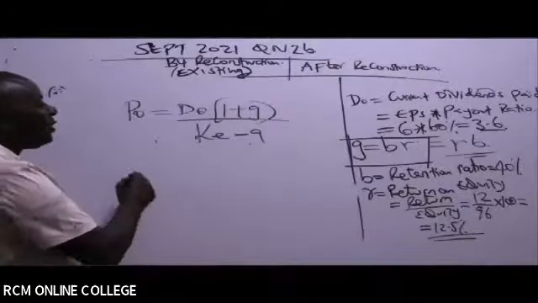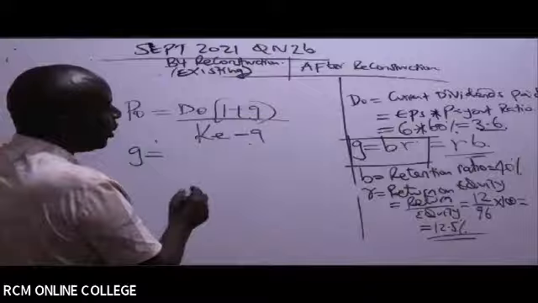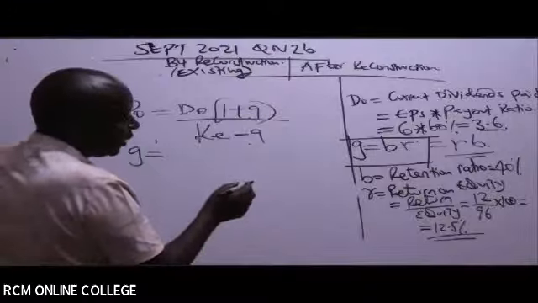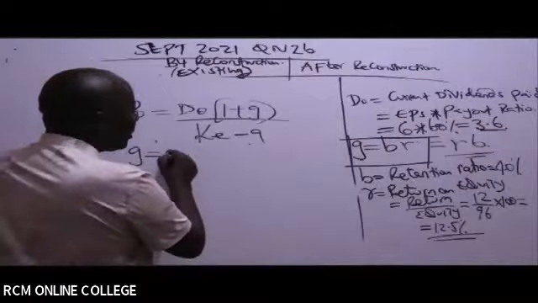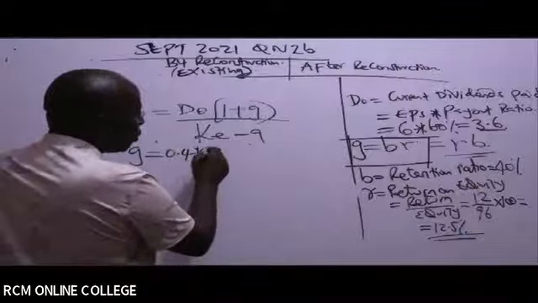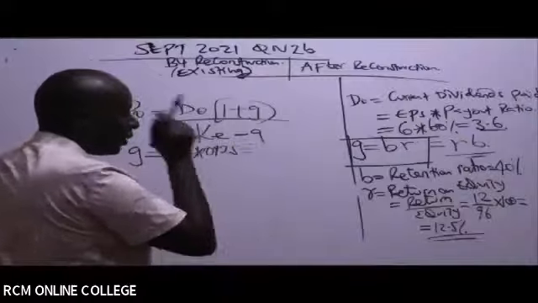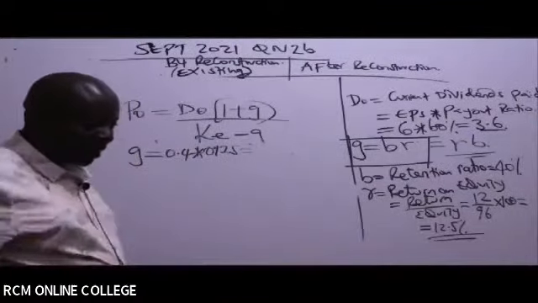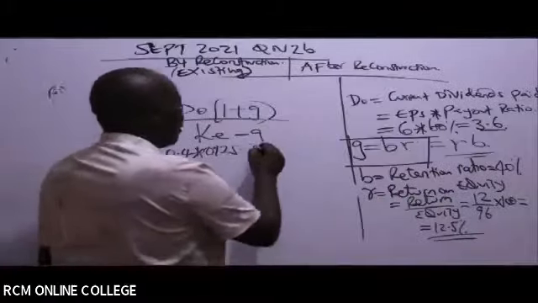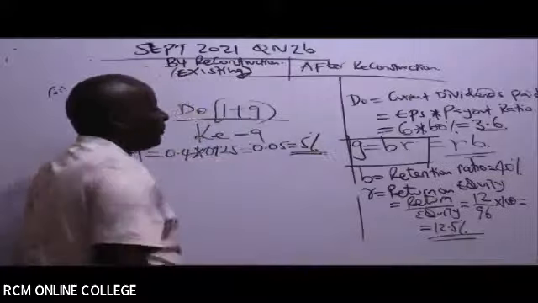So then go ahead and give us, ladies and gentlemen, this G. G will be equal to, we can see what B is, isn't it? B is 0.4, and R happens to be 0.125. So this one here will end up giving us 5%, 0.05 or 5%, like that.